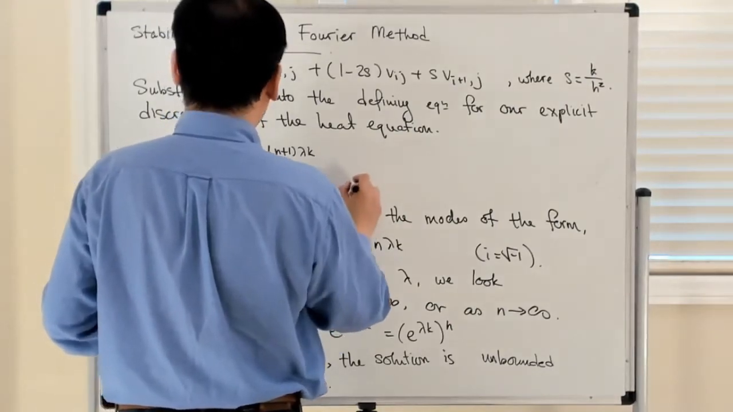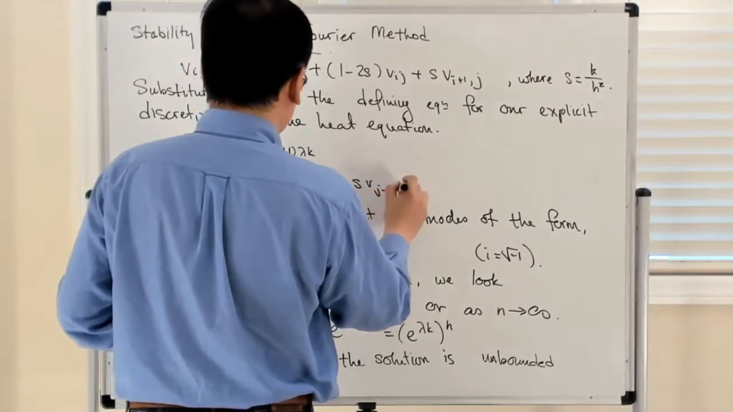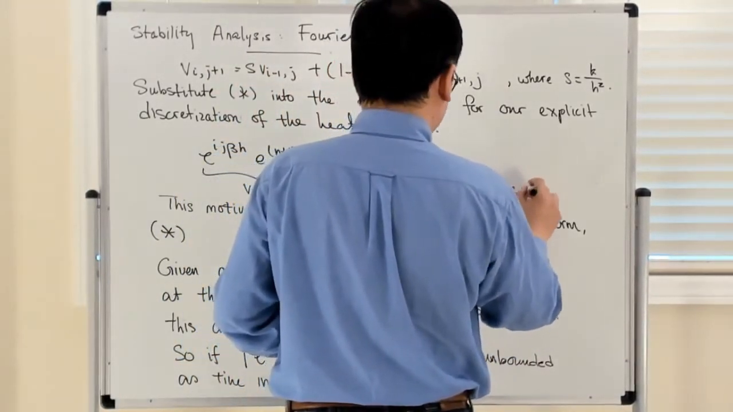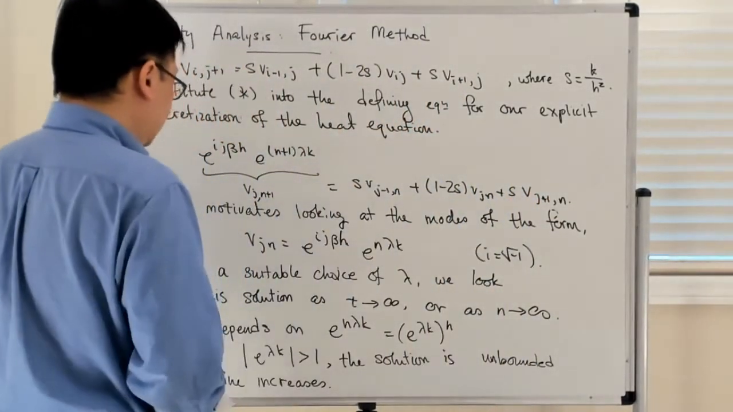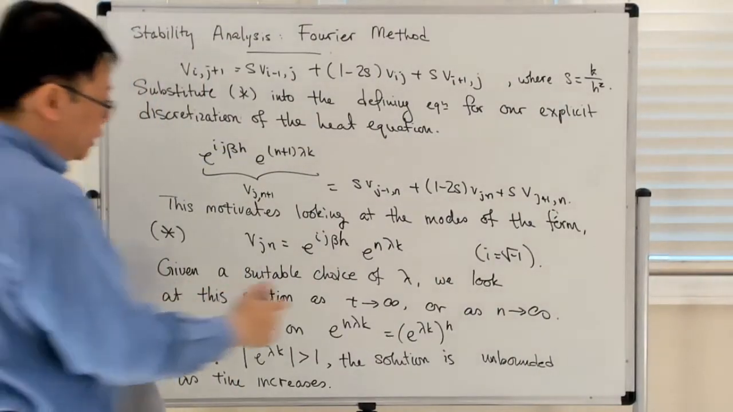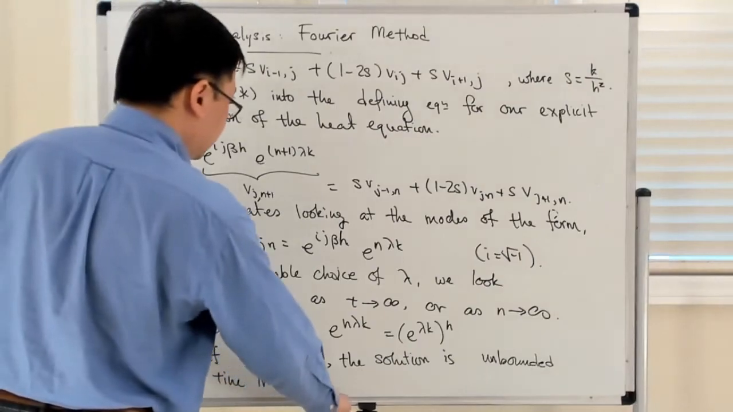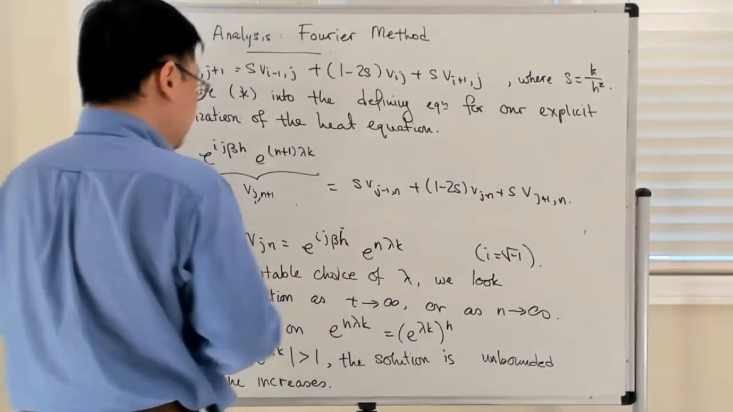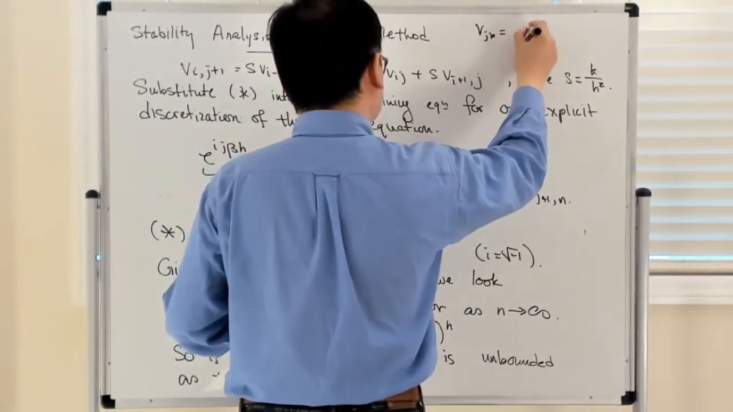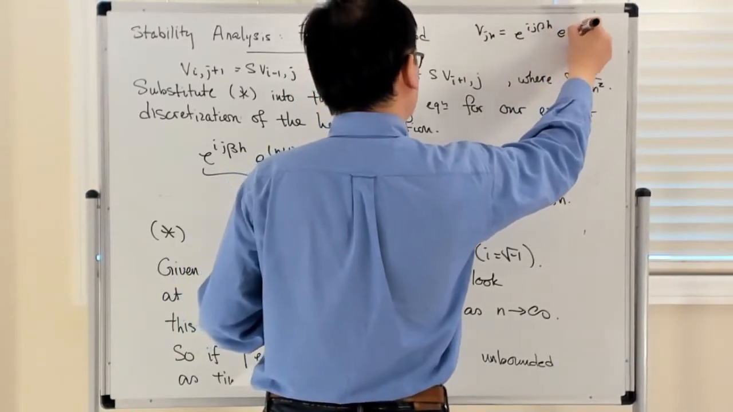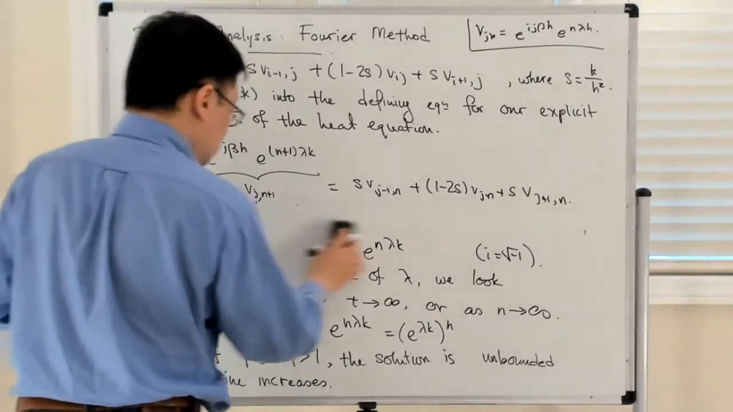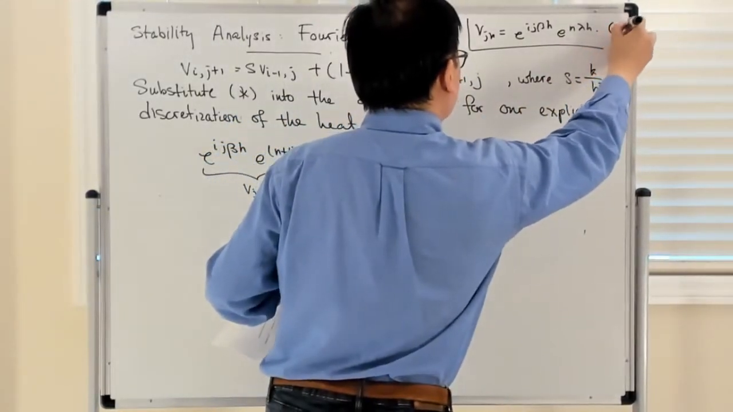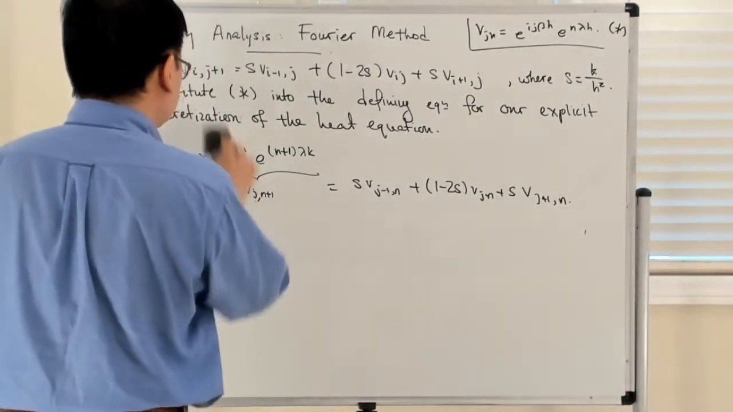So v_j^(n+1) is equal to s v_(j-1)^n minus 2s v_j^n plus s v_(j+1)^n. Okay, so that's just reindexing the defining equation so that there isn't this notational conflict with the square root of minus 1. So I'm just going to rewrite this here. v_j^n is equal to e^(iβjh) e^(λnk). And that was the start equation here.